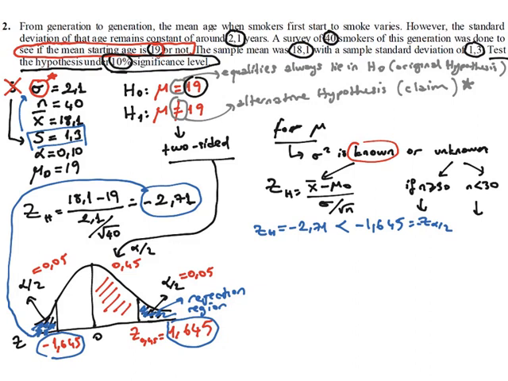So because of this, we can decide that H0 is rejected. Why? Because it's in the rejection region. When a value is in the rejection region, we reject the null hypothesis, the original hypothesis. So the decision is to reject the H0. Okay.